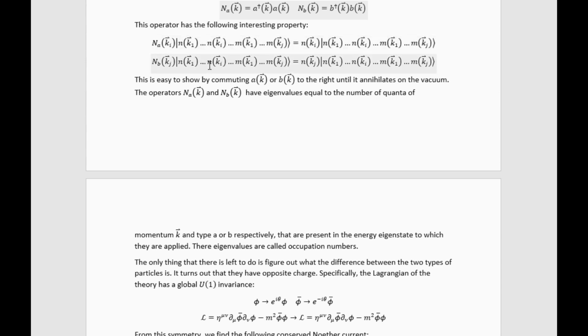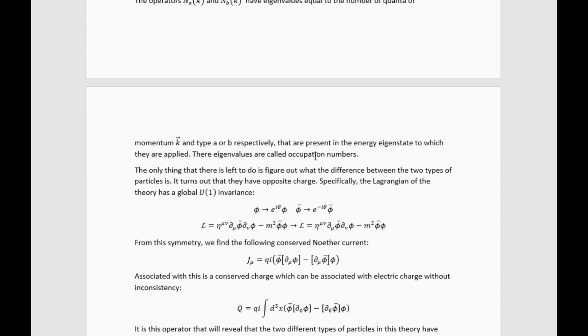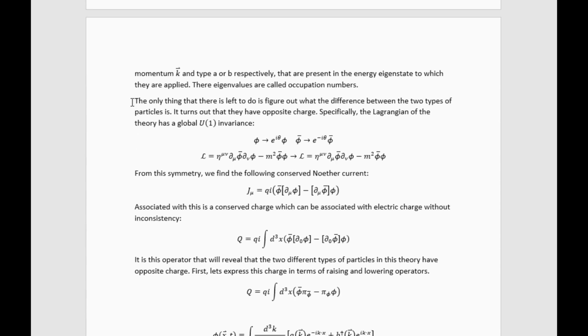They simply count the number of particles that are present at a given momentum of a given type. This is easy to show by commuting A of k or B of k to the right until it annihilates on the vacuum. Their eigenvalues are called occupation numbers. The only thing left to do now is to figure out what the difference between the two types of particles is. It turns out that they have opposite charge.